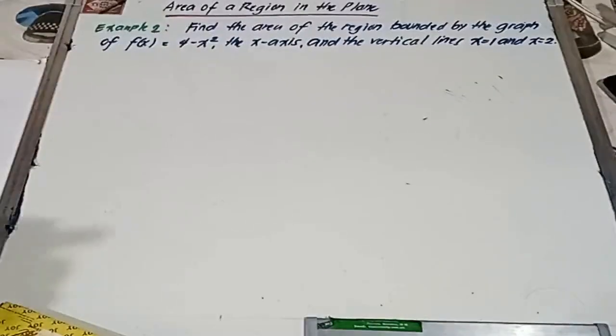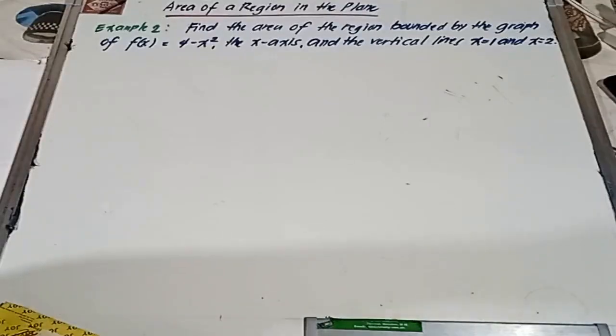Okay, so this is my second example about the topic finding the area per region in the plane. It says find the area of the region bounded by the graph of f of x equals 4 minus x squared, the x-axis, and the vertical lines x equals 1 and x equals 2.